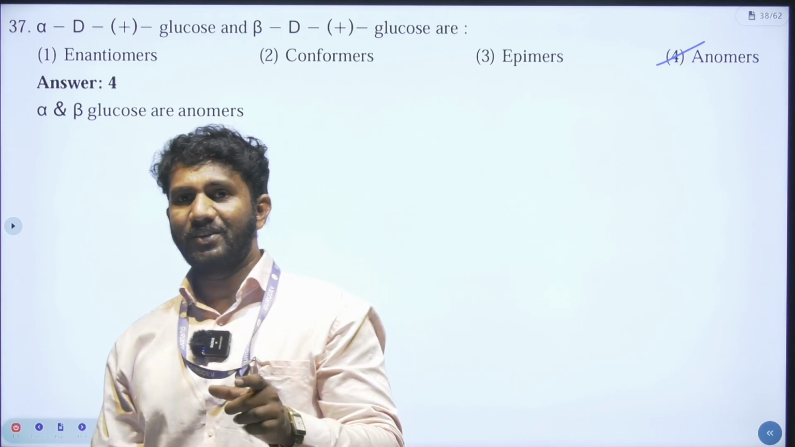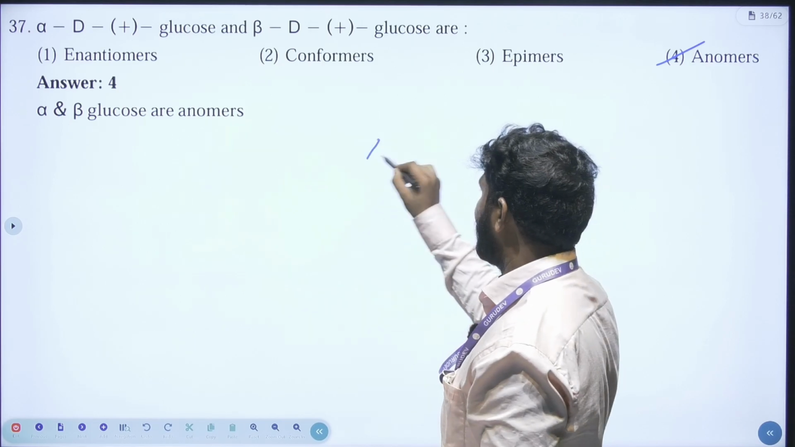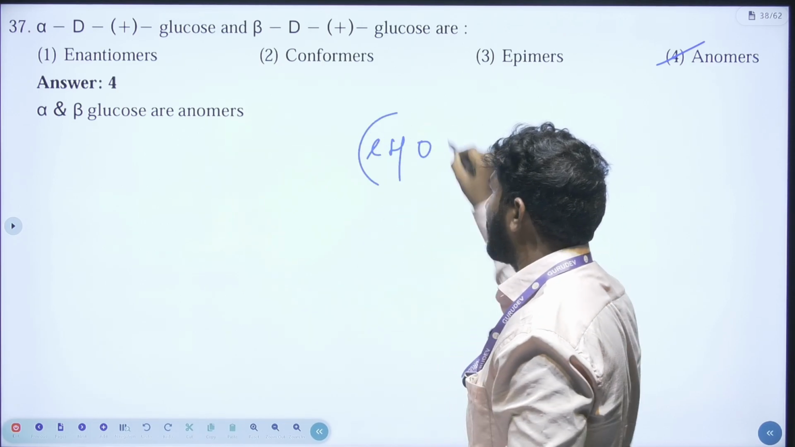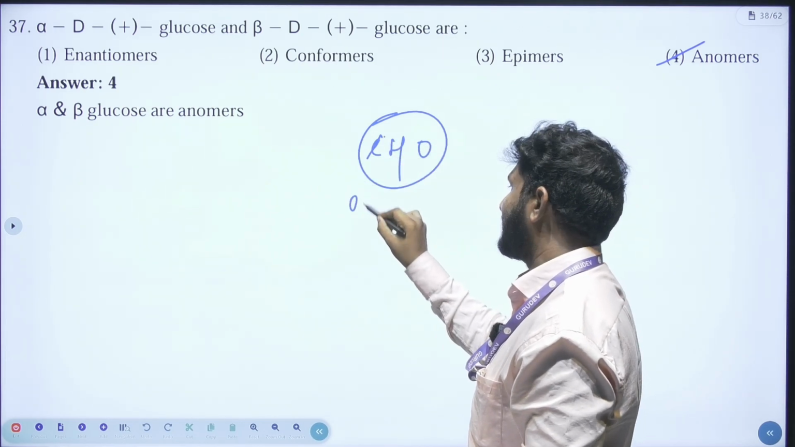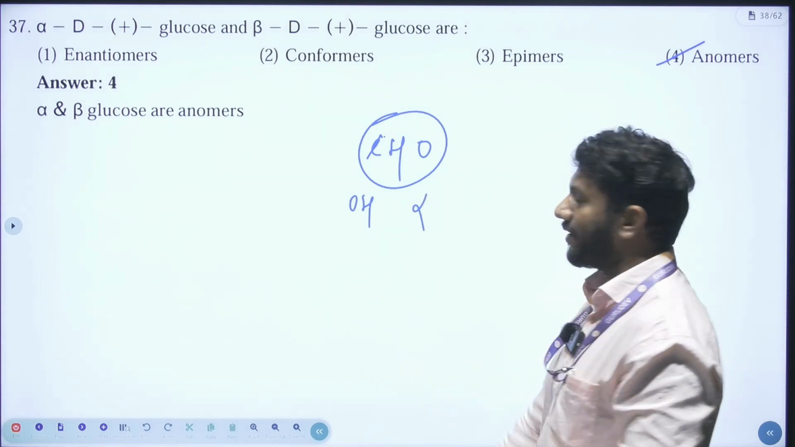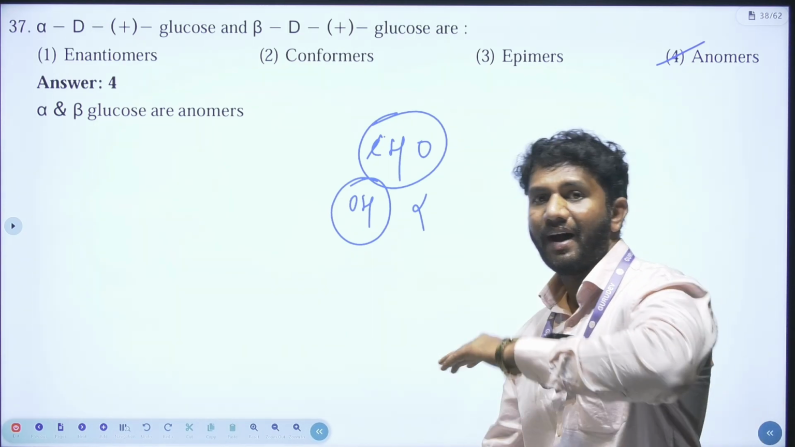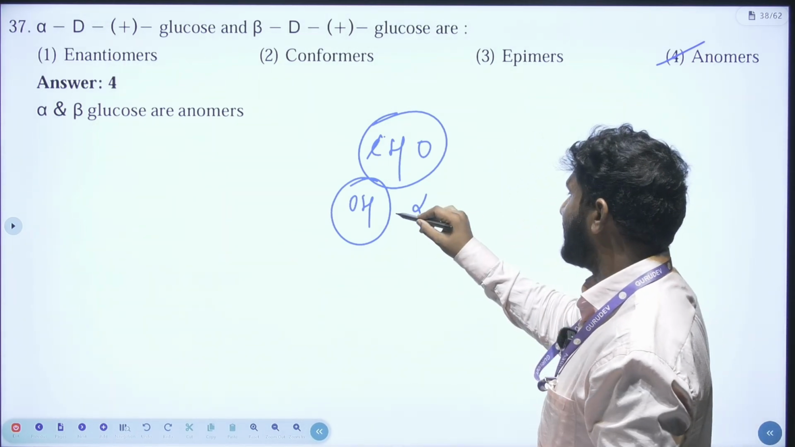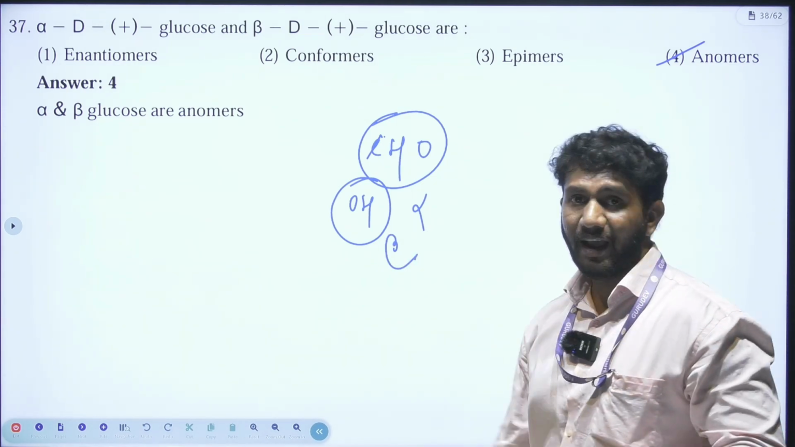Based on the carbonyl carbon in glucose, that carbonyl carbon is the aldehyde group carbon. If it contains the OH group on the right hand side, that is called alpha glucose. If the OH group is attached to the carbonyl carbon on the left hand side, that compound is considered the beta form. These two compounds are collectively called anomers.